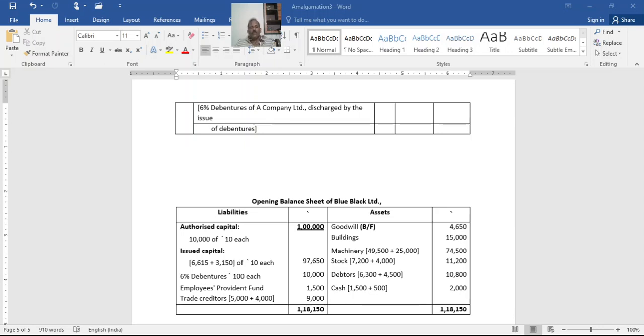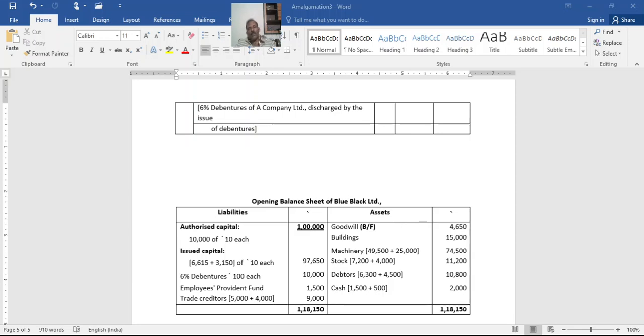Goodwill, then fixed assets on the asset side. First goodwill, as the balancing figure taken in that entry. Building, fixed asset. Machinery, fixed asset. Then investment, nil. Current assets and loans and advances: there, stock, both the companies together, it is there as a total figure in the above journal entry. Then debtors, it is only the net value taken.